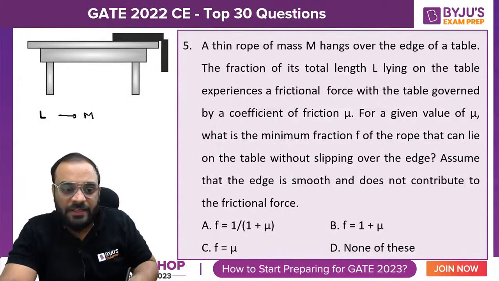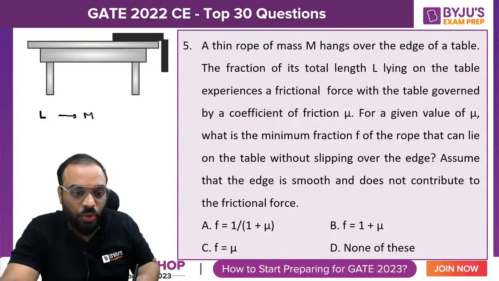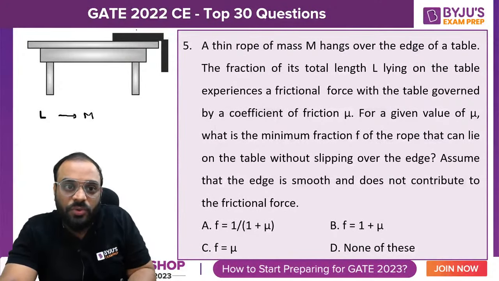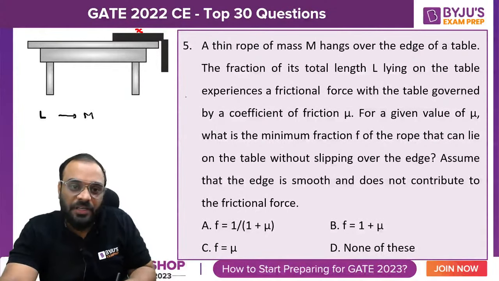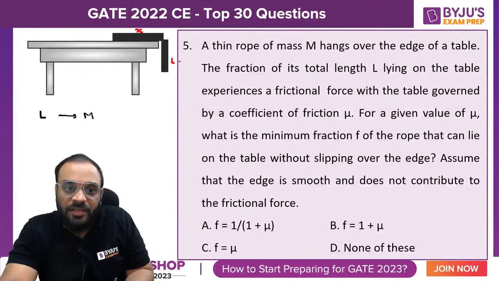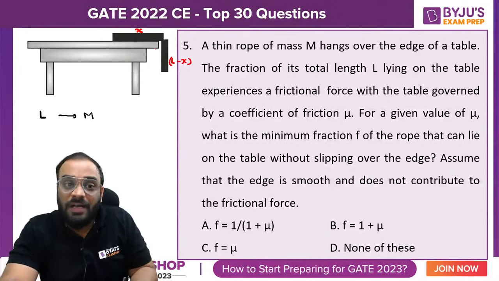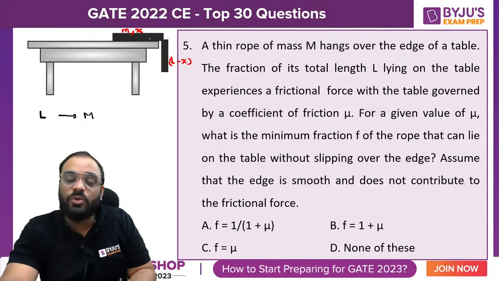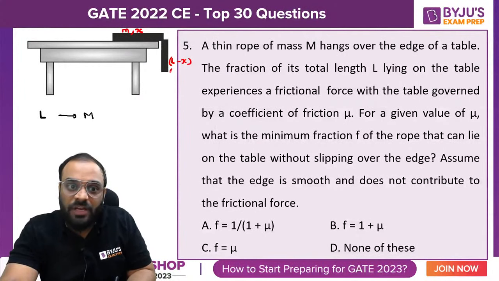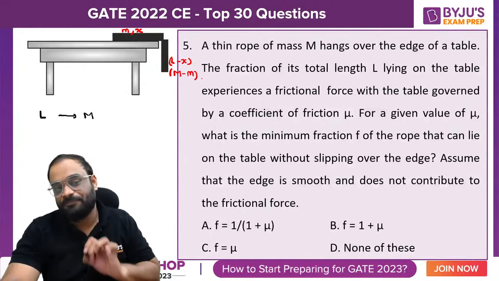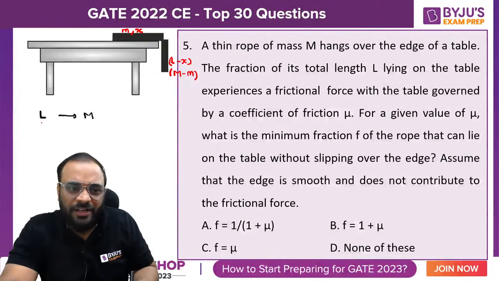Now just imagine, guys, a certain portion of the rope is placed over the table, and that particular length is x. So the remaining part will be L minus x, correct? Now just imagine the mass of this particular fraction is small m. So the total mass is capital M, and this particular mass will become M minus small m. Clear?